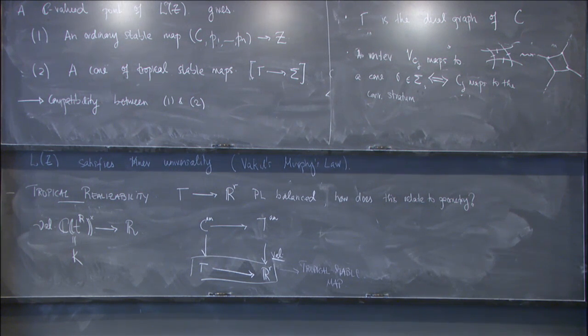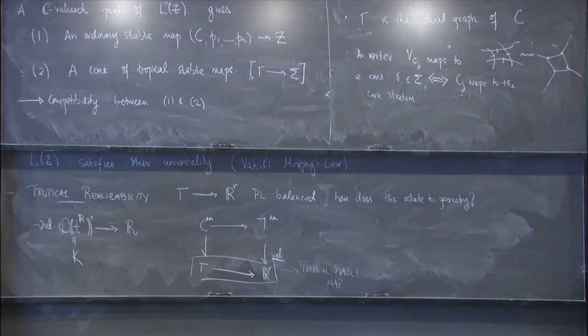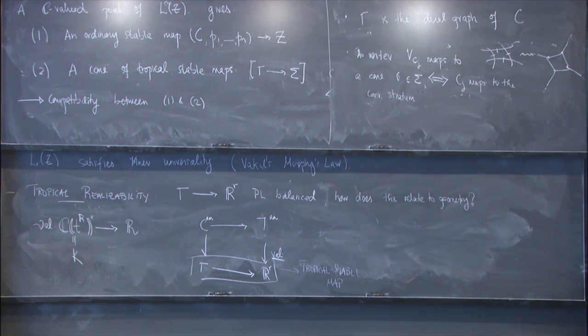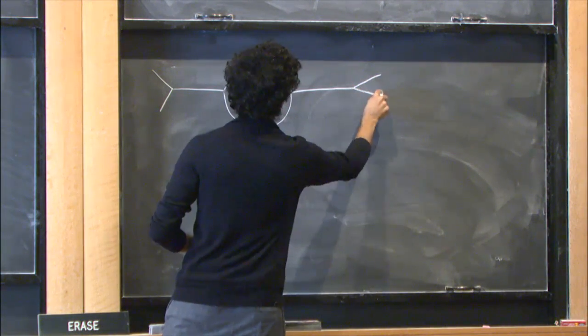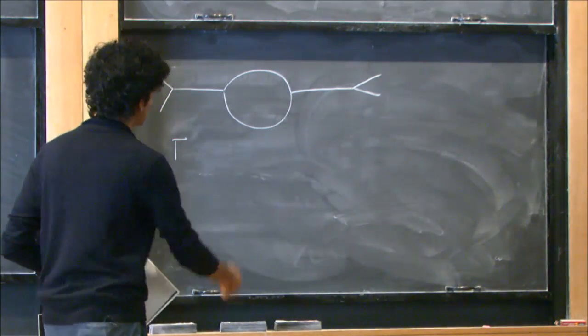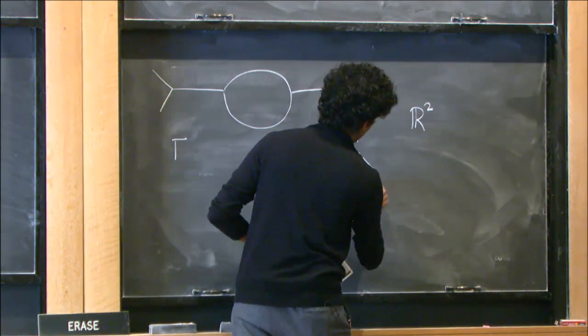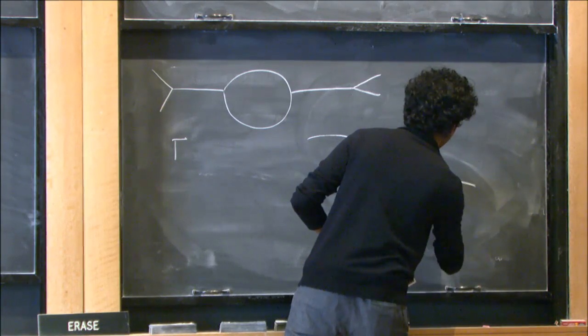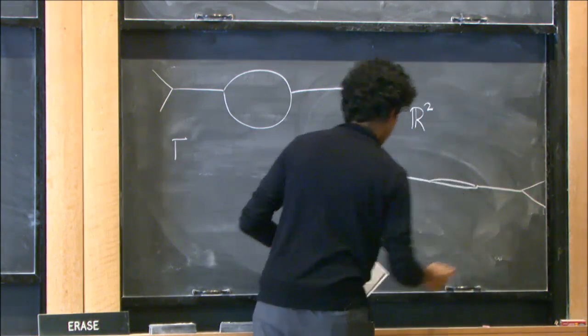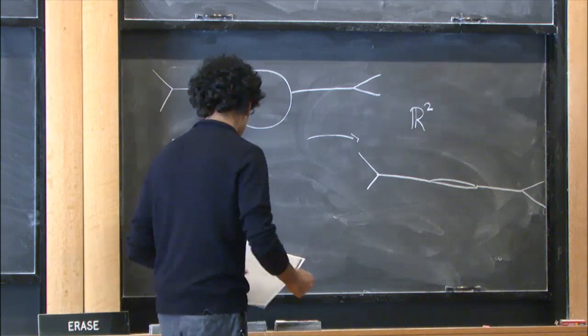So let me give you a flavor of what this condition looks like, because I have some time. So this is a perfectly fine tropical curve. It's genus 1. It has one cycle in it. And you can map it into R2 in the following way. It's piecewise linear in the sense that it looks piecewise linear. And then what I want is for this map to flatten the loop.